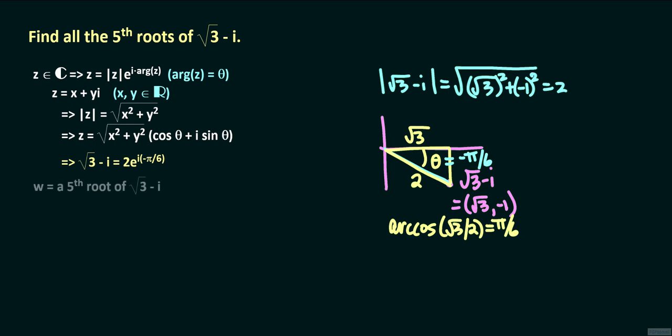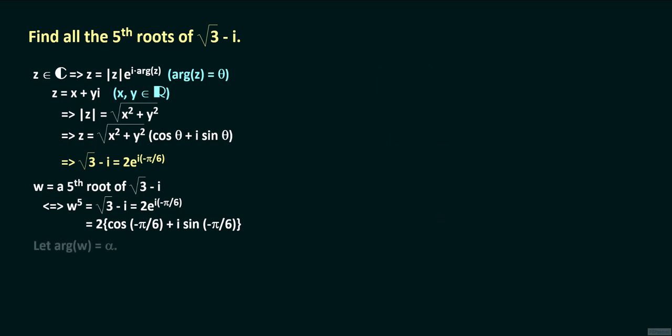A complex number w is a fifth root of square root of 3 minus i if and only if w to the fifth power equals square root of 3 minus i, or 2 times e raised to the power i times negative pi over 6, or 2 times the quantity cosine of negative pi over 6 plus i times sine of negative pi over 6. Let an argument of w be alpha, so that w equals the absolute value of w times the quantity cosine alpha plus i times sine alpha.